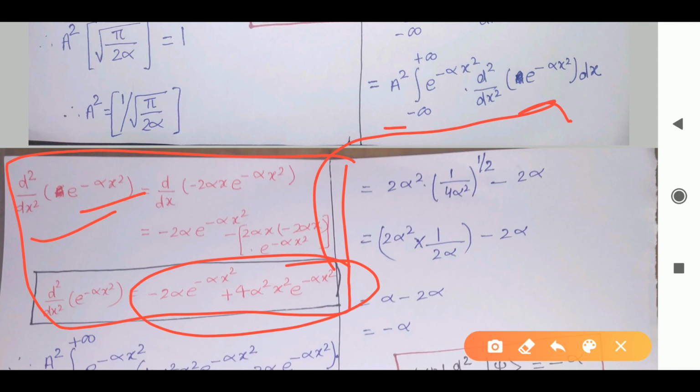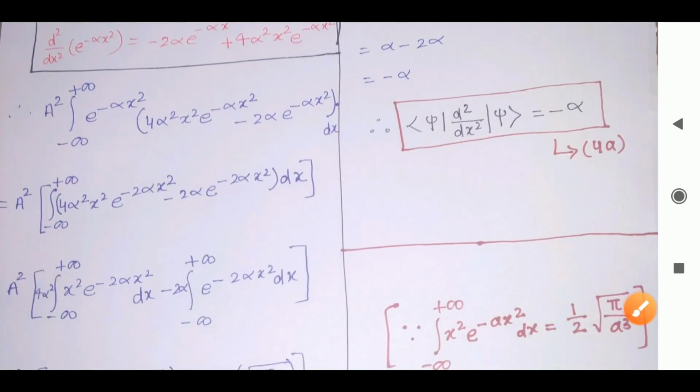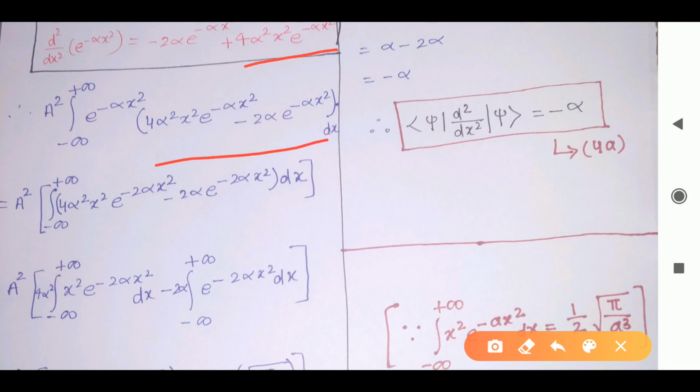And this term will be as it is. Instead of this, we will get this value. So here I have substituted. Okay, see this. Here I have substituted. Clear? Here first plus term I have taken, then minus term I have taken here.